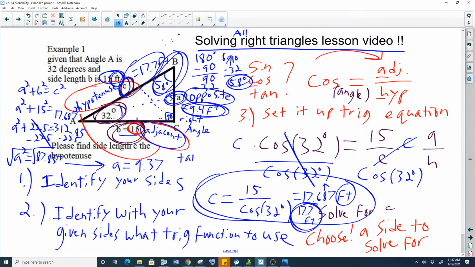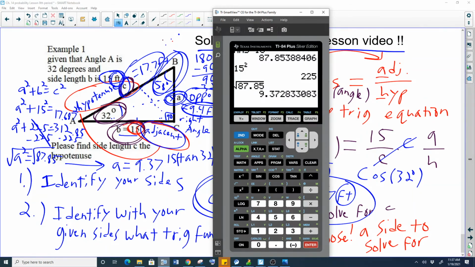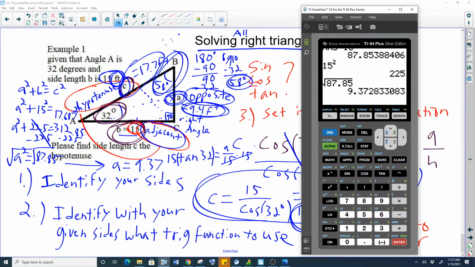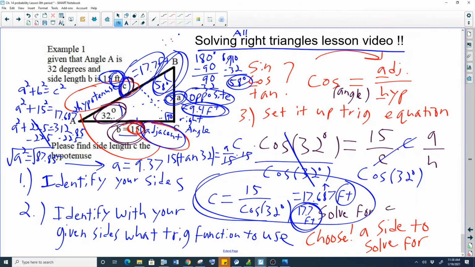So we could have done tangent of 32 degrees is equal to opposite, which we don't know, just call it A, over adjacent, which we do know, 15. And then we could have just multiplied 15 to the other side, and plugged that into our calculator. 15 times tangent 32. That looks faster than the Pythagorean Theorem, didn't it? So 15 times tangent 32 degrees is still 9.37, 9.4. Look at that. That was amazing. So you can either use the Pythagorean Theorem, or you can use tangent, which is awesome.